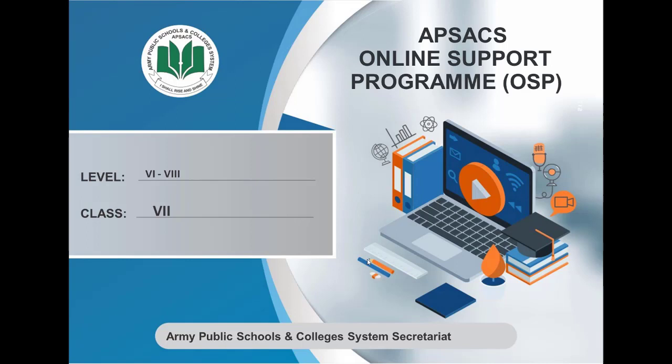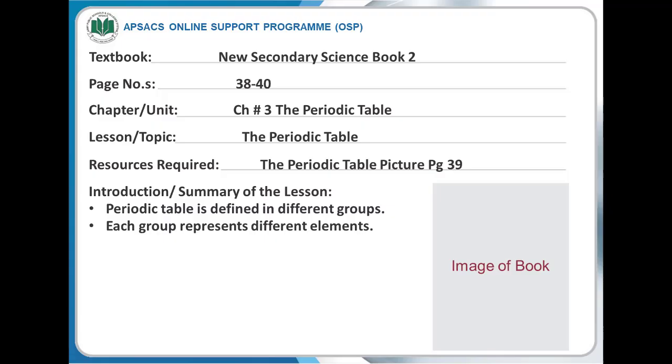Let's start with today's topics. The textbook is New Secondary Science Book 2, pages 38 to 40, chapter number 3, and the unit is the periodic table. The lesson we are going to learn today is the periodic table, and the resource will be the periodic table picture depicted on page number 39, which I'll also put in this presentation below.